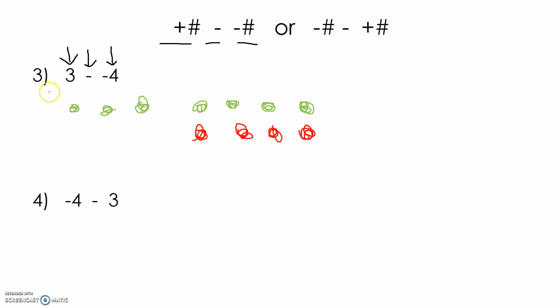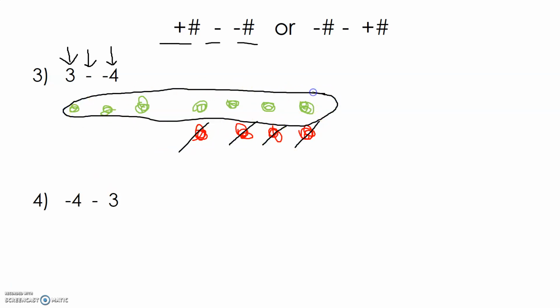Now, if you look at our problem, our value is still positive 3 because all of this equals 0. But I have 4 red ones that I can now take away. So that means I'm left with 7 green counters. So my value is positive 7.